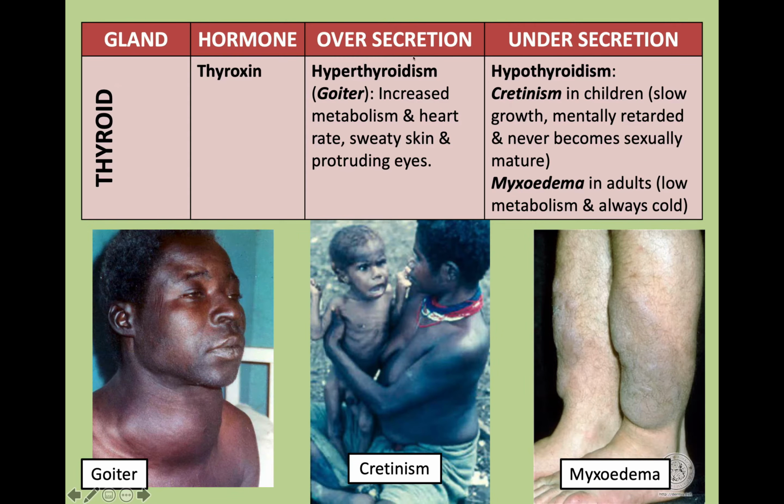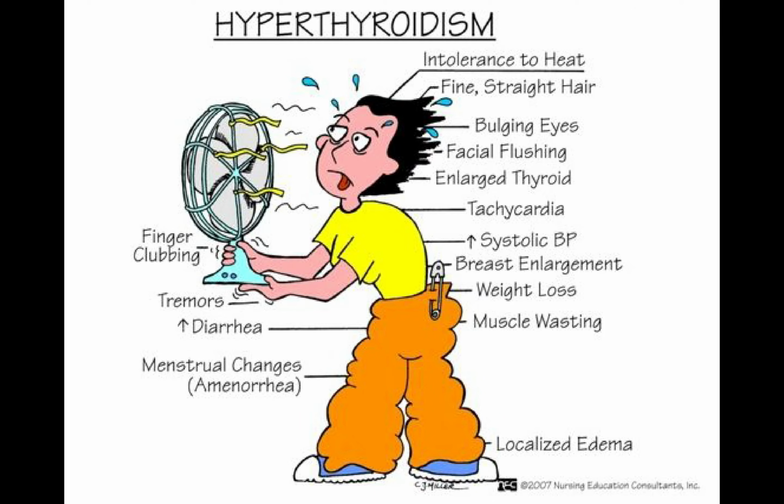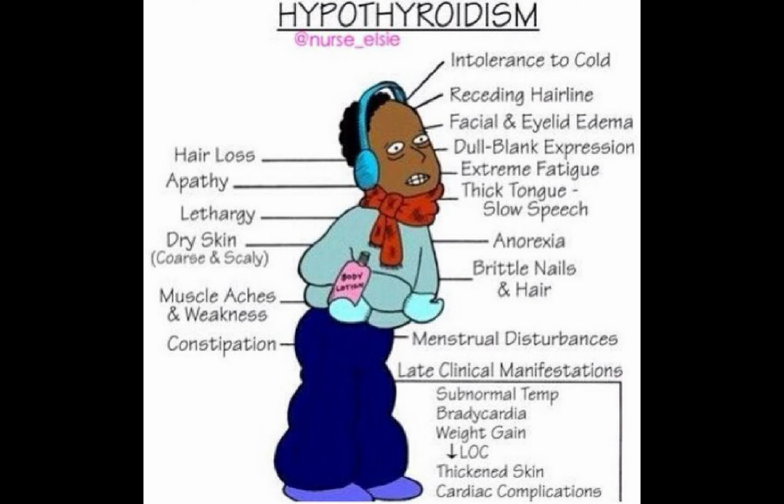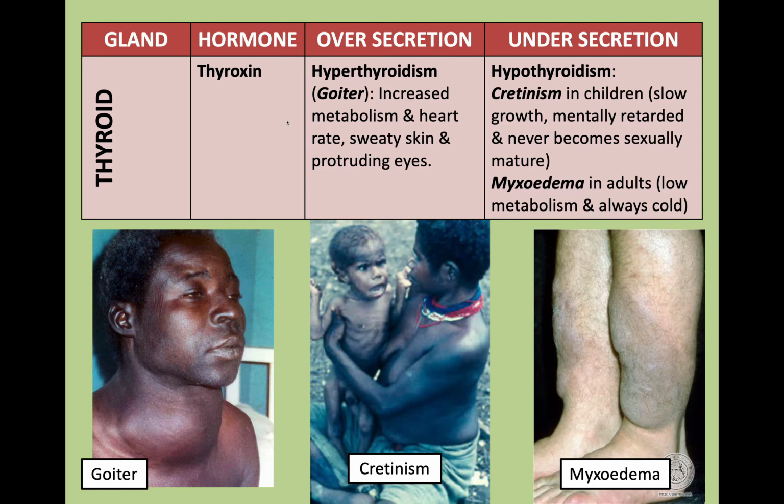Over-secretion of thyroxin is known as hyperthyroidism. Under-secretion of thyroxin is known as hypothyroidism. We must remember that the effect of the production of too little thyroxin or too much thyroxin depends on whether the condition occurs in children or in adults.